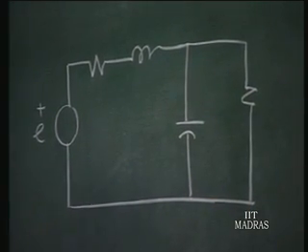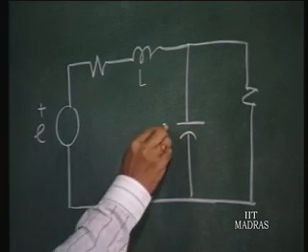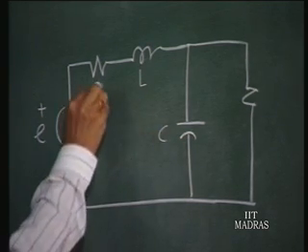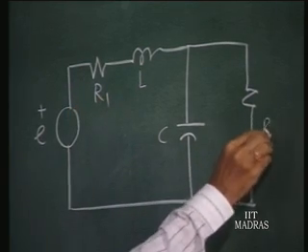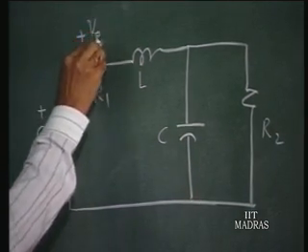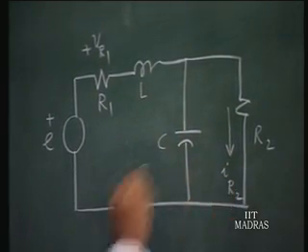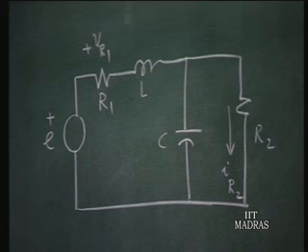Suppose we have a network like this with one inductor and one capacitor and two resistances R1 and R2. Let us say we are interested in these two values, VR1 and IR2. These are the two output quantities which we are interested in. This is the input excitation.